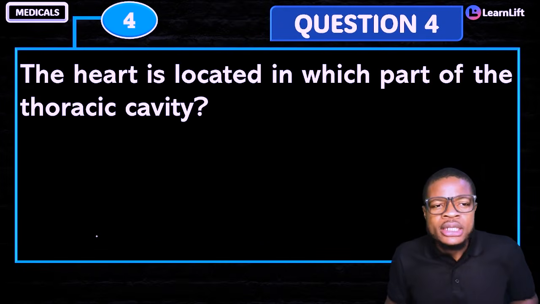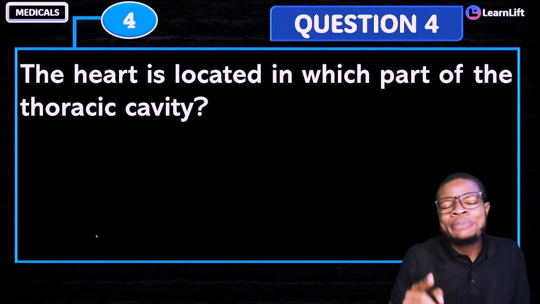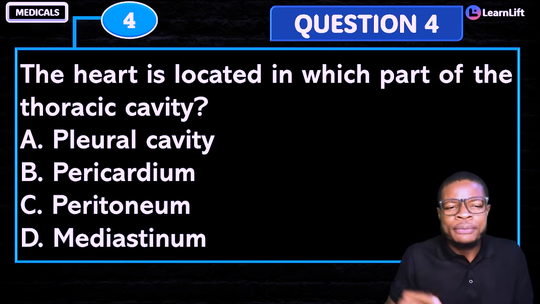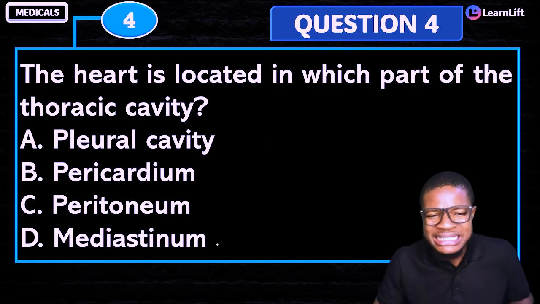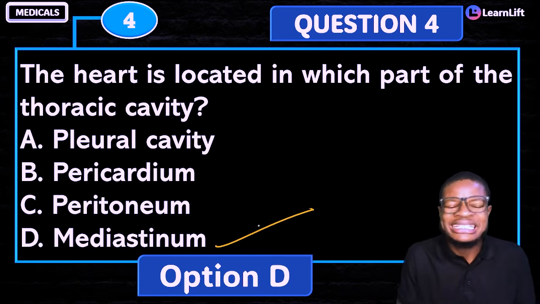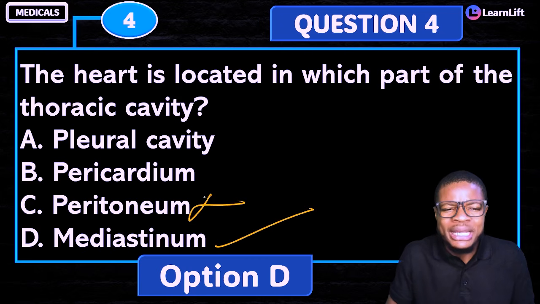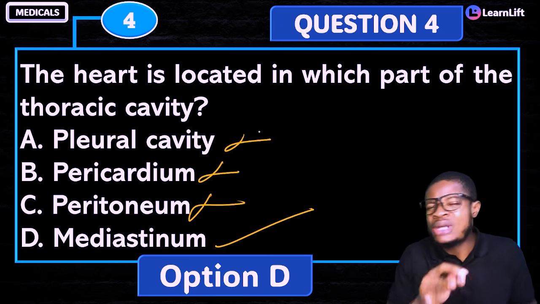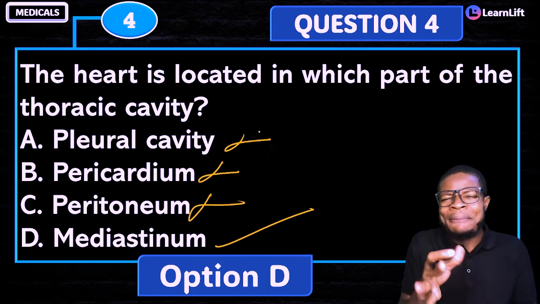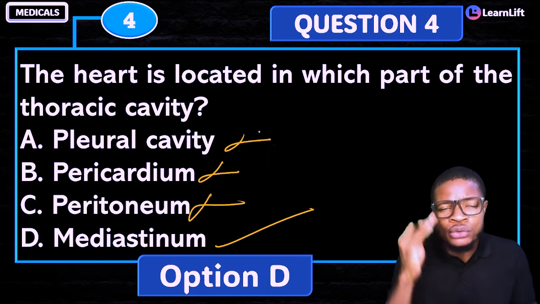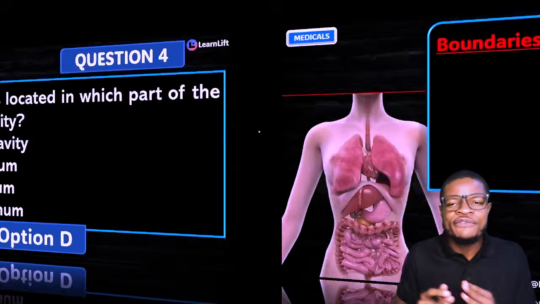If you get this very fast and you understand it to the core, another important thing is this. Look at this question here. The question says, the heart is located in which part of the thoracic cavity? Option A, the pleural cavity; the pericardium; the peritoneum; the mediastinum. What's the answer? Mediastinum. It cannot be peritoneum, it cannot be pericardium, it's not the pleural cavity. As I'm moving, you see that all these medical terms will become familiar to you and you know them to the core. You get this very fast.